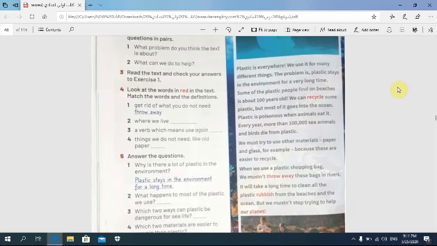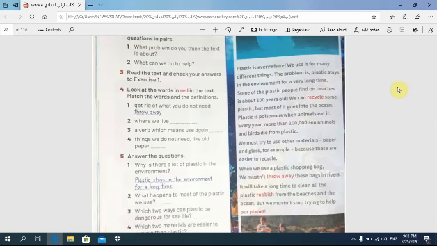So it seems that the whole problem is about using plastic. And what can we do to help this? We can just use other materials like paper and glass, as mentioned in the text. And we can stop throwing the plastic bags in the ocean or the rivers. Now let's move to exercise 4.